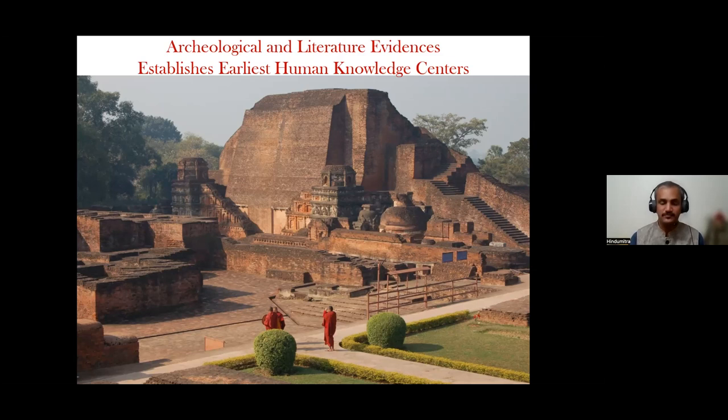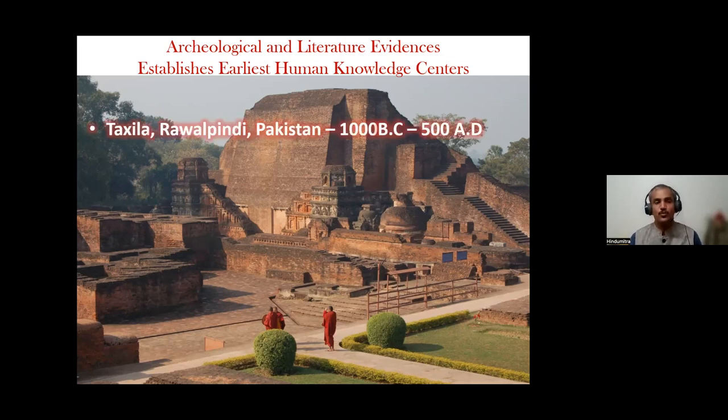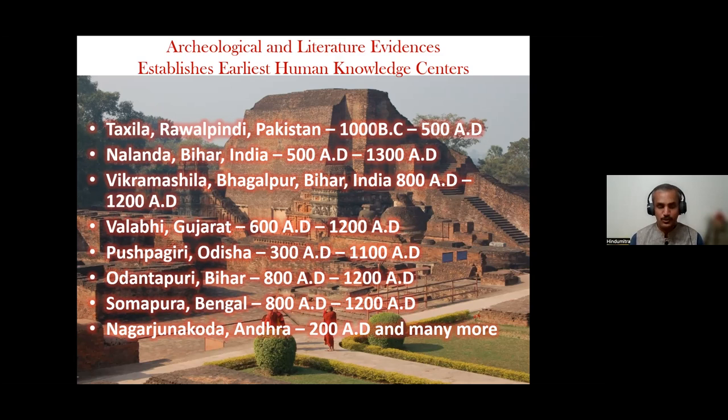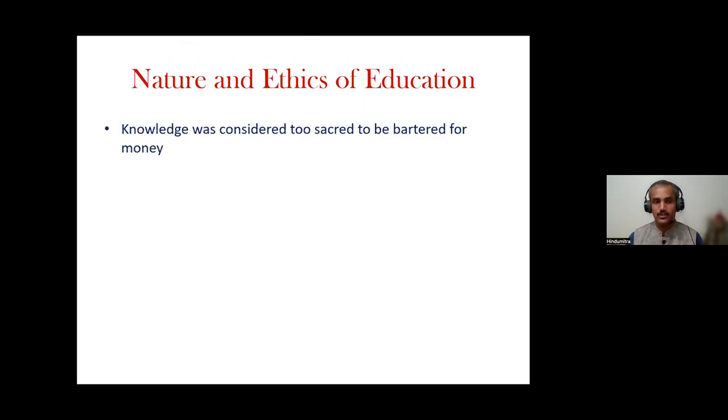The answer is yes. The archaeological and literary evidence clearly shows we had a grand university at Takshashila, which is in present Pakistan in Rawalpindi. Now we have Nalanda University and Vikramashila from Bihar, Vallabhi University from Gujarat, and Pushpagiri, Odhanapuri, Somapura, and Nagarjunakonda from Andhra Pradesh, and various other universities across the west coast also, Sahyadri and other areas. This is just to give the major universities. That means 10,000, 15,000 students went and learned at one place. In addition to this, we had the Gurukula system. That means every village had a teacher, and he used to teach the students. So there was a tremendous education process happening.